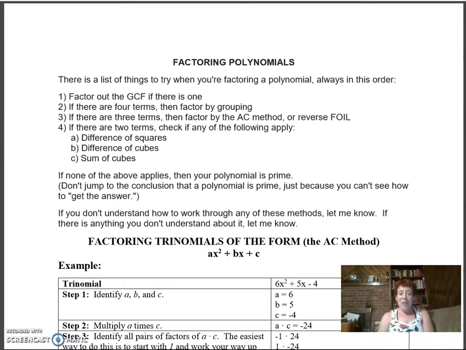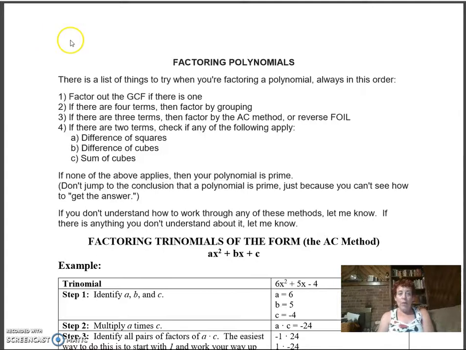Hello everyone. I just wanted to go through some important rules about factoring because I believe that factoring is the most important thing you really need to learn in your math classes, and it will help you throughout this class and throughout other classes. So what I want to go through is how to factor a polynomial.